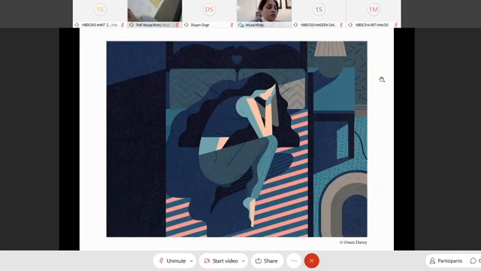Okay, let's talk about this piece. What do you think the illustration is trying to show? This is by Owen Davey. He's a British illustrator. He works in very geometric forms. And if you discussed with your classmates from the other batch, you probably already know.